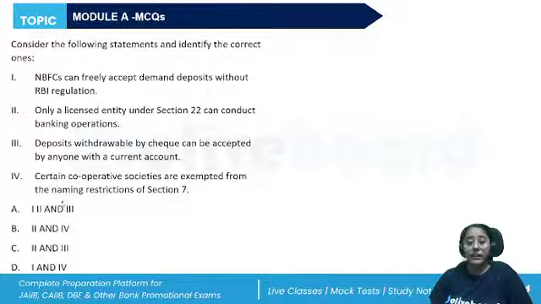Statement 2 is correct. Only after getting a license under Section 22 can a bank or a firm conduct the banking operations. Deposits cannot be accepted by anyone. For demand deposits, there's a restriction, so they cannot be accepted by anyone with a current account. This is incorrect. And statement 4 is correct because certain cooperative societies are exempted from the naming restriction.